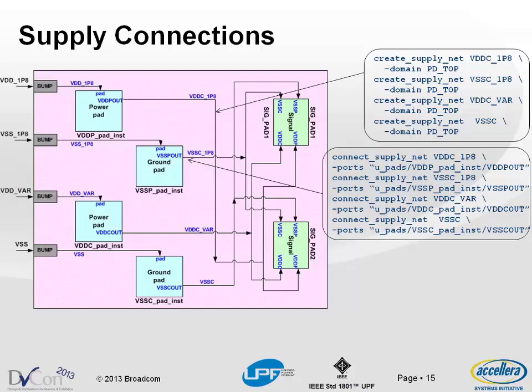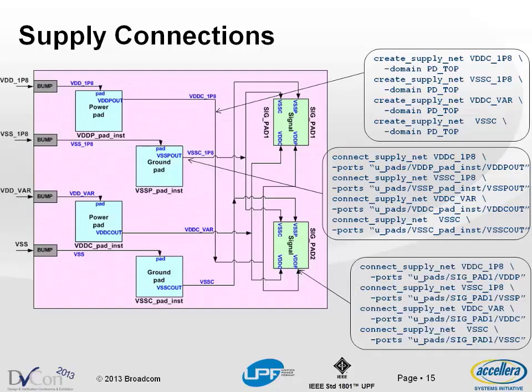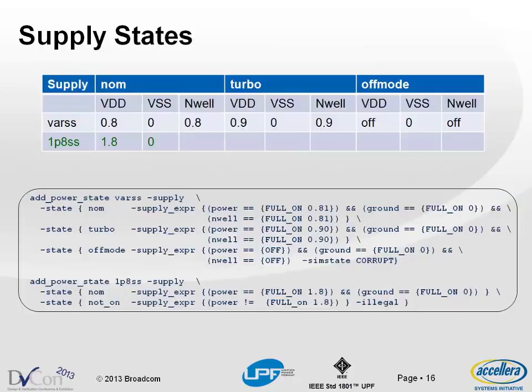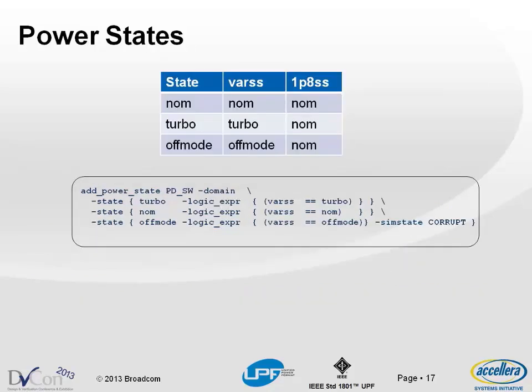It's just physical wiring. So you would just do a connect supply net and you would connect it to the output side of the pad. And then you're going to connect it up to the power pins of your signal pads. And that's also achieved through connect supply net. So with the simple command connect supply net, you can hook up your entire power pad. So you're going to have supply states associated with that. Here we've taken a very simple example, so I'm going to skip this because we've covered this in the past.